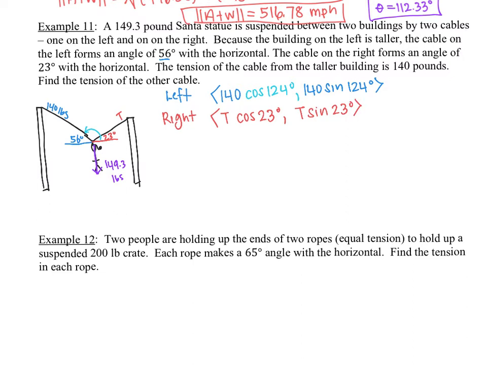Okay, now I'm going to consider the Santa statue who's dangling. His magnitude is 149.3 pounds. What's his angle though? Since he's actually going straight down, one way to call his angle would be this: 90, 180, this is actually 270 degrees. So I could write it out like this.